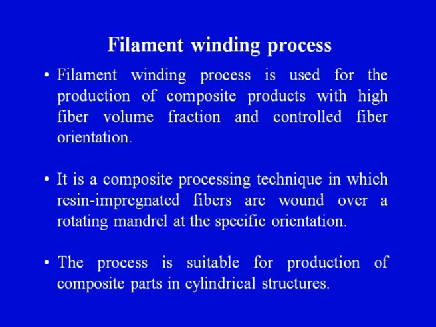So, on your screen you can see the filament winding process is used for production of composite products with high fiber volume fraction, which we have already seen, what we mean by the fiber volume fraction, and controlled fiber orientation, which I have explained just now, that the fiber orientation has a very important role or is of great significance because it dictates the final mechanical properties of the part made by the composite material.